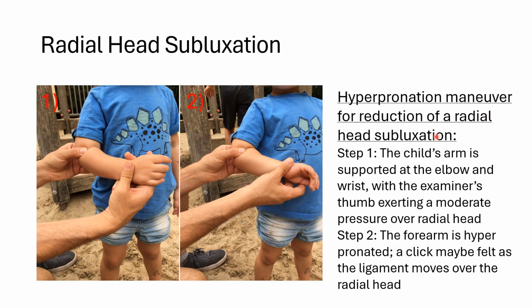Hyperpronation maneuver for reduction of radial head subluxation. Step 1: the child's arm is supported at the elbow and wrist, with the examiner's thumb exerting moderate pressure over the radial head. Step 2: the forearm is hyperpronated. A click may be felt as the ligament moves over the radial head.